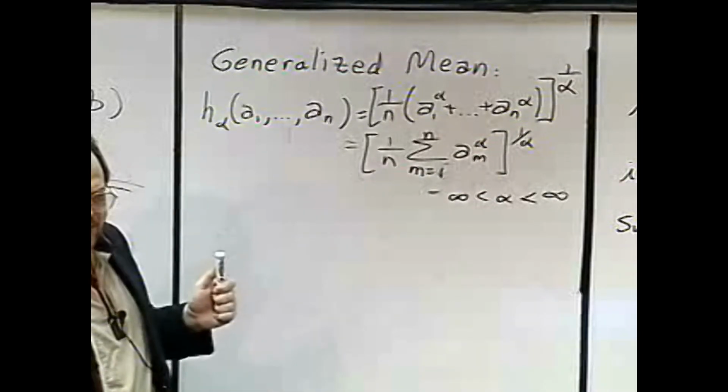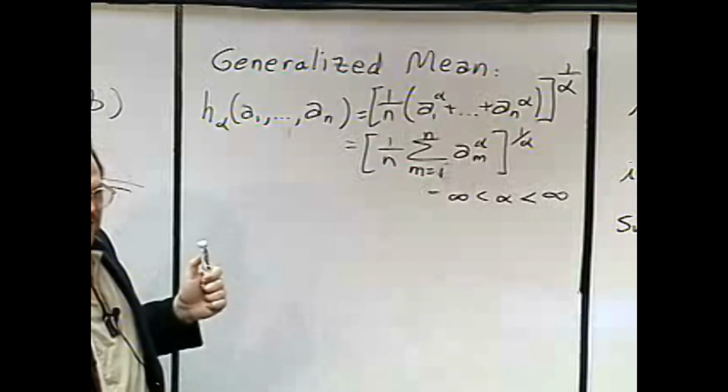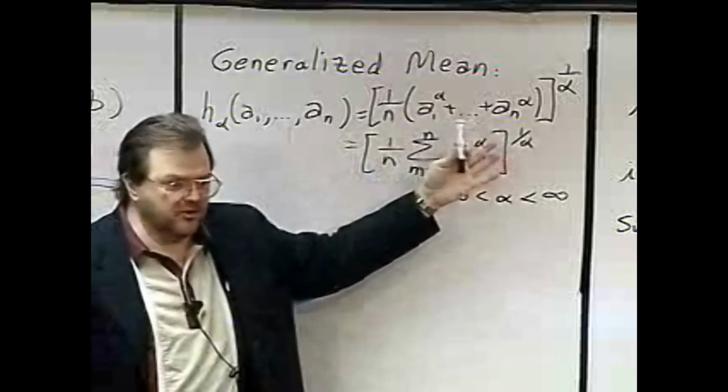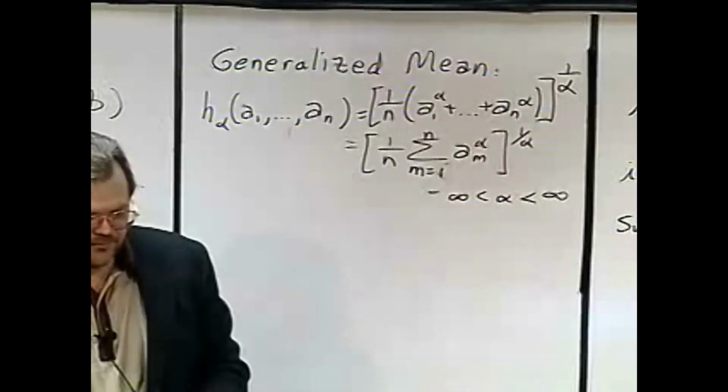Is it a continuous function? Yes, it is. Is it symmetric under permutations, in the sense that if we shuffle these a sub n's, do we get the same result? Yes, it obviously is. So it satisfies all the axioms.